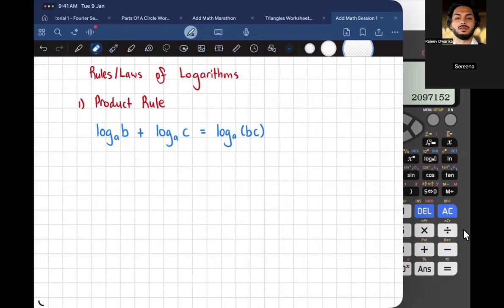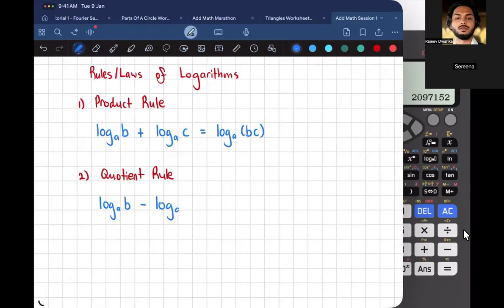And if the product rule is adding powers, so you multiply, what do you think the quotient rule is? It would be division. Exactly. So instead of plus, you're gonna minus powers. And Serena, if you want to minus powers, then you'd have to do what? Divide. Divide, right?